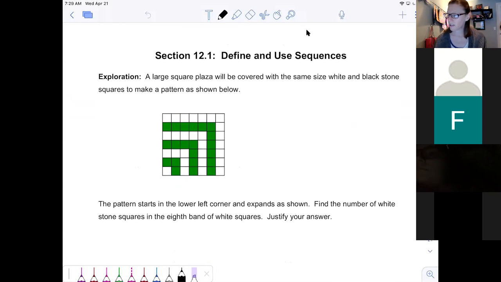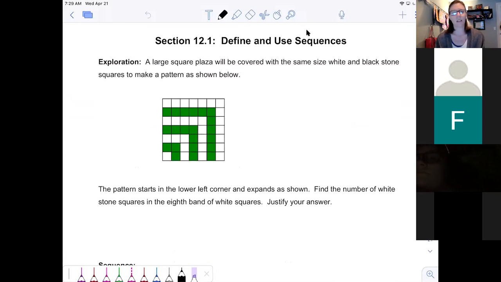But we are going to start with this little colored square with green and white. And actually, I guess it's white and black stones, but mine came up green. So for some reason, the diagram was green. A large plaza will be covered with the same size white, and I'm going to say green stones, since it's green on our screen, to make a pattern. So we have a plaza, and it's covered in these stones to make the pattern that's shown. It says the pattern starts in the lower left corner and expands. Find the number of white stone squares in the 8th band of white squares. And then it says to justify your answer.